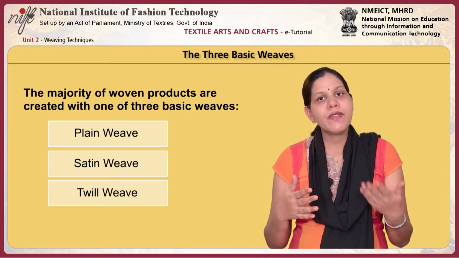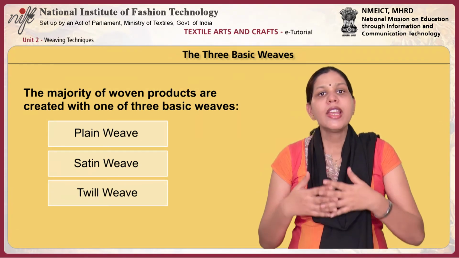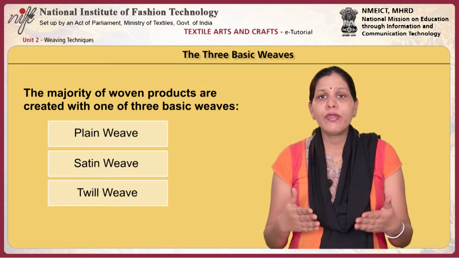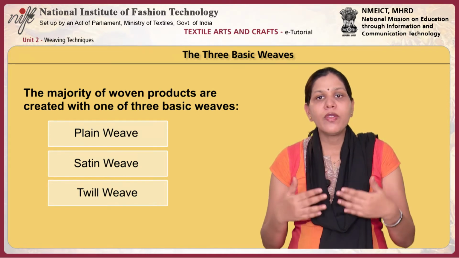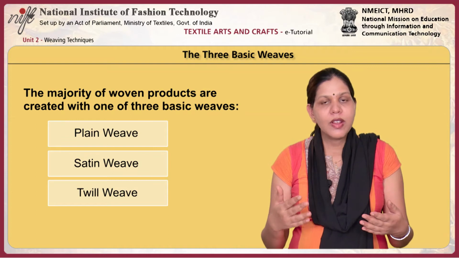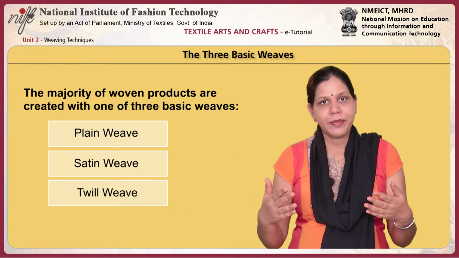The way the warp and filling threads interlace with each other is called the weave. The majority of woven products are created with one of the three basic weaves: plain weave, satin weave, or twill weave. Plain weave, also called tabby weave or taffeta weave, is the most basic of the three fundamental types of textile weaves. It is the simplest, most common, and inexpensive type of construction to produce, which has a durable, flat, and tight surface. It is conducive to printing and other finishes.